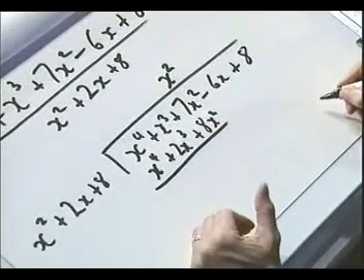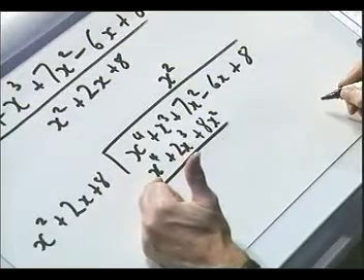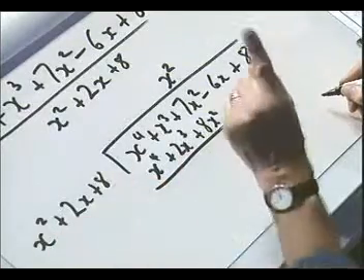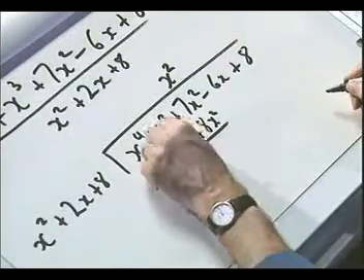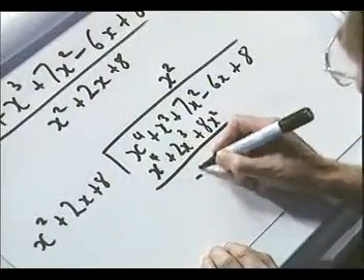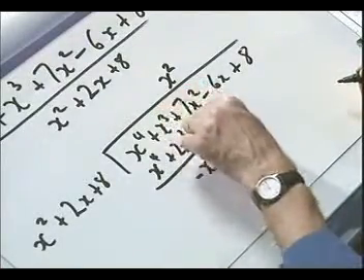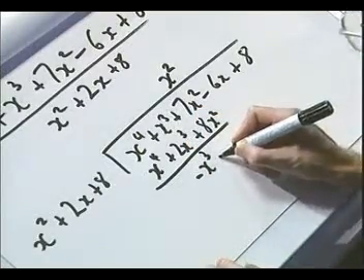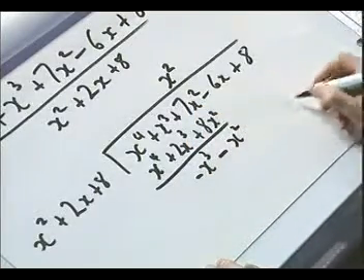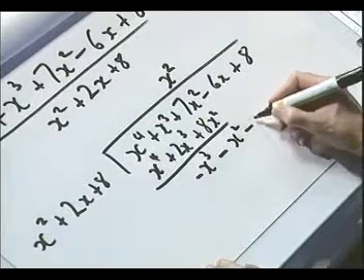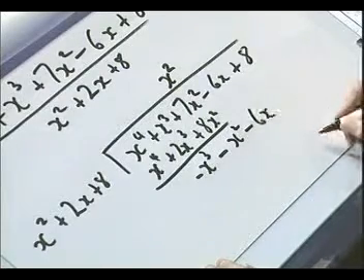And now we do the subtraction. X to the 4th, take away x to the 4th, there are none, but we arranged it that way. X cubed, take away 2x cubed, is minus x cubed. 7x squared, take away 8x squared, is minus x squared. And bring down the next term.